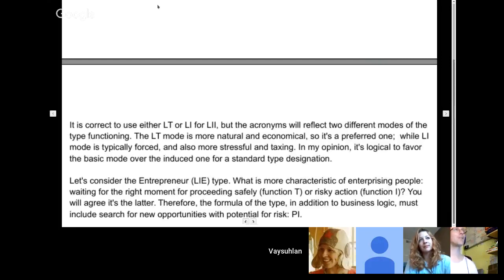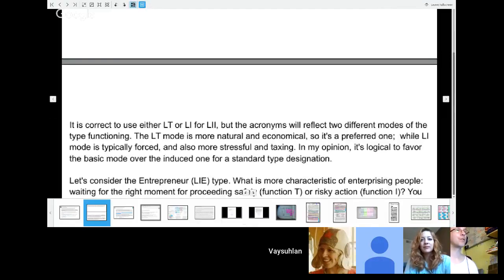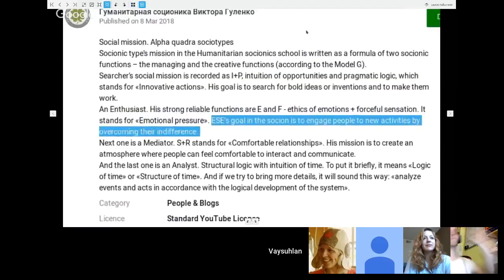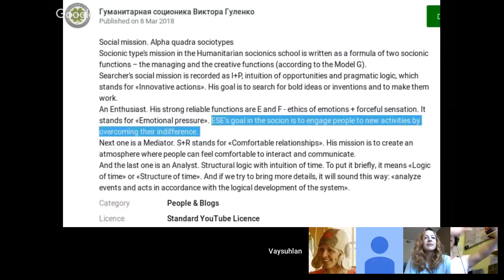Right, we got to move on a little bit. So, this is excellent. Good job, Victor. I'll let you go through this. This is a summary of all the alphas and how they use the Gulenko creative function.